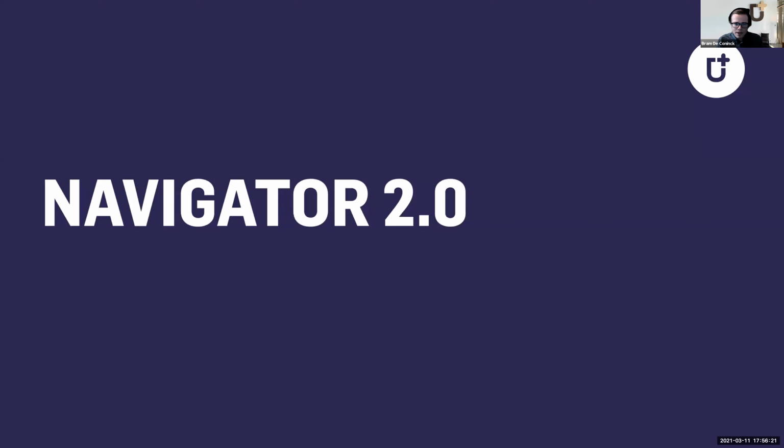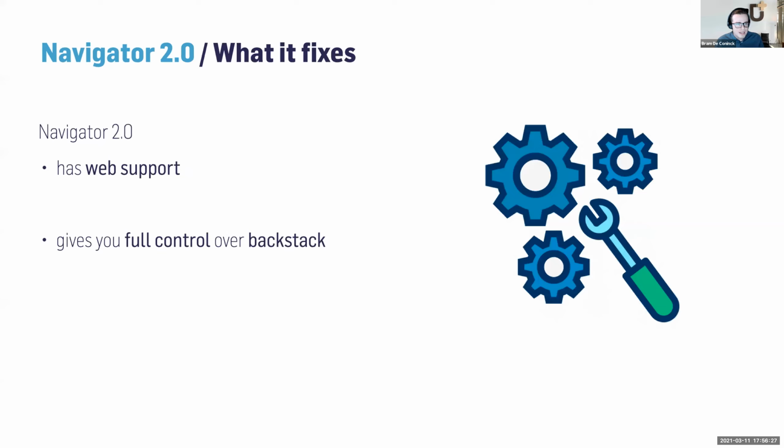So Navigator 2 was introduced in September 2020. And what does it actually fix? Well, it has web support and it gives you full control over the backstack. So it basically fixes everything that was broken, you could say, in Navigator 1.0. And also something nice about it is that it's backward compatible with Navigator 1.0.